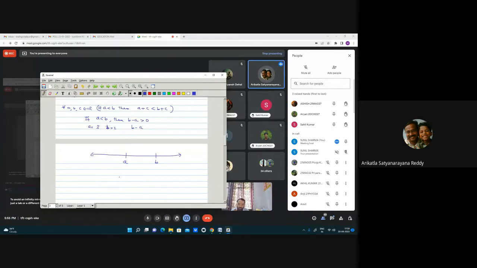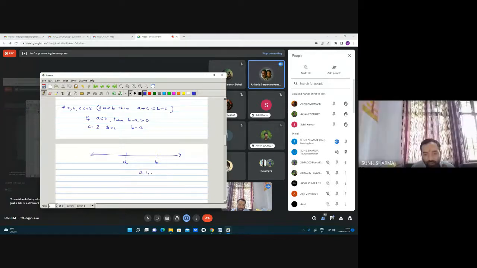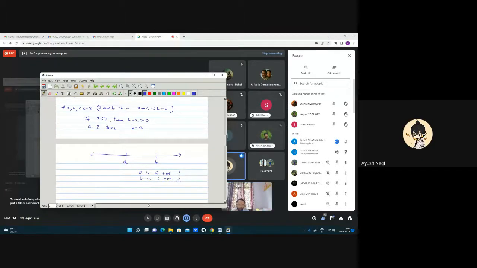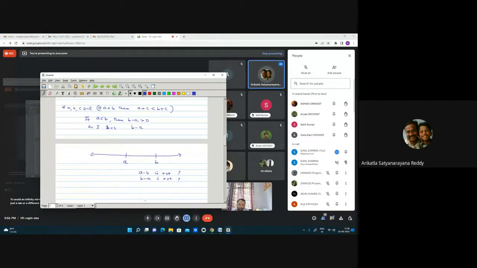Now, which one is positive? A minus B positive or B minus A positive? This depends on the values of A and B, sir. But we have given A is less than B. Look at the geometry, where is it? B is on the right. We have given you the diagram. Then which one is positive? Sir, B minus A.